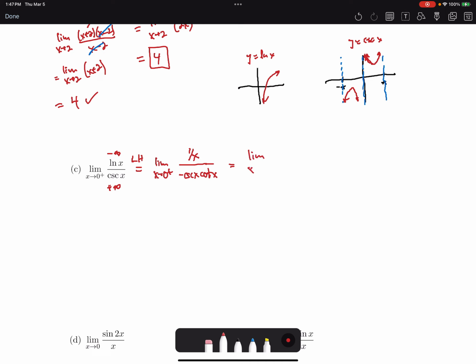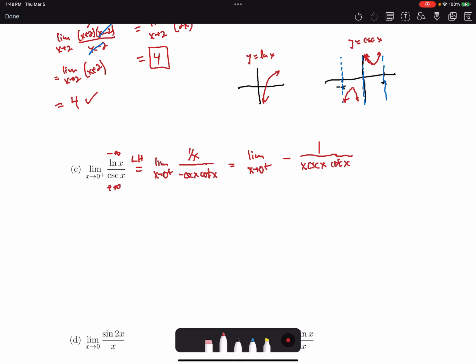We can call this the limit as x approaches 0 from the right of negative 1 over x times cosecant x times cotangent x. As x approaches 0 from the right, this part's going to go to 0, but this part's going to go to infinity, so that's an indeterminate. It's not an indeterminate of the form that we can apply L'Hopital to, but it is indeterminate. So this is kind of messy. I'm going to rewrite this, though.